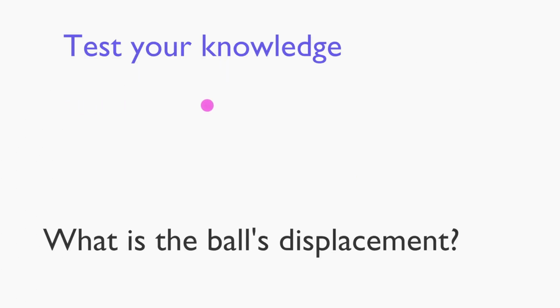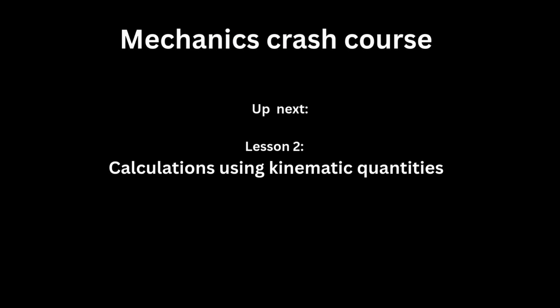So we have this ball here that moves 5 meters to the right and 5 meters to the left. What's its displacement? The answer is actually 0. You went 5 to the right and 5 to the left, and you ended up right where you started, so it's 0.